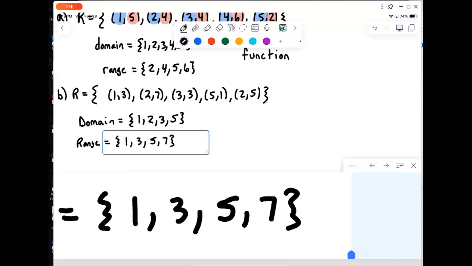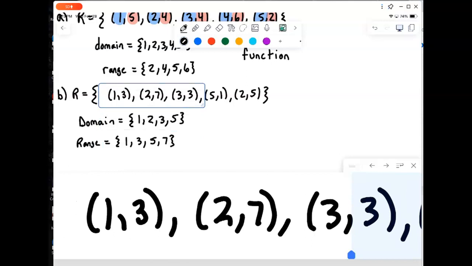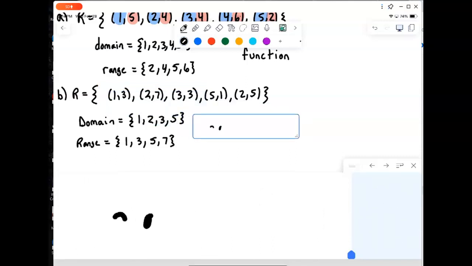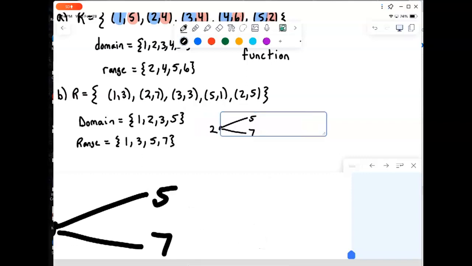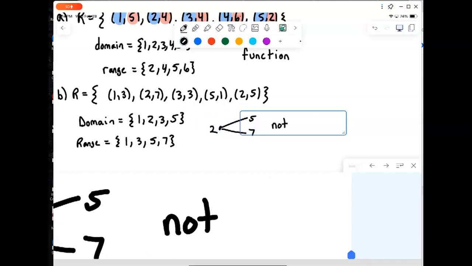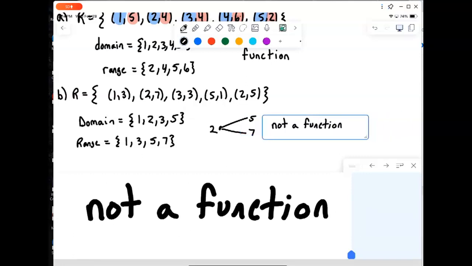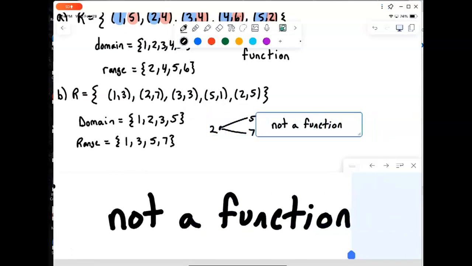Okay. Now the question is, is this thing a function? Does it break any rules? Well, the fact that 1 goes to 3 and 3 goes to 3, that's not a problem. We said above that was okay. But there's a problem here, and that is that 2 is getting sent to both 5 and 7. Right? And that's not allowed if we're going to have a function. So this is not a function because it is not well defined. Right? 2 has 2 different answers. And a function should produce only one answer.